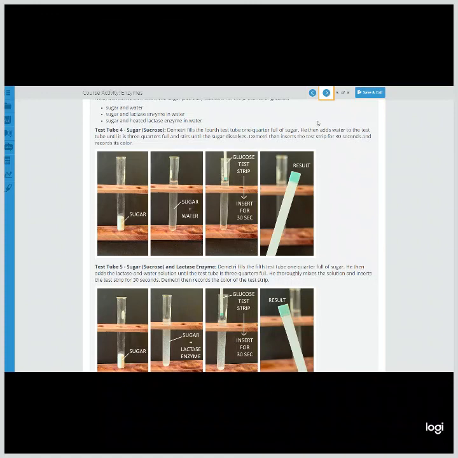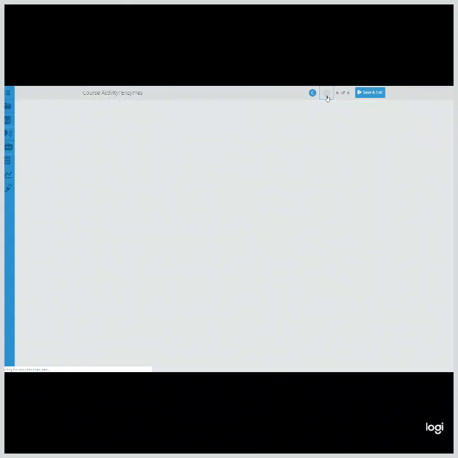Now make sure after you've done everything, you've hit submit, and you've gone to the last one, you hit save and exit, and then your lab will be done.